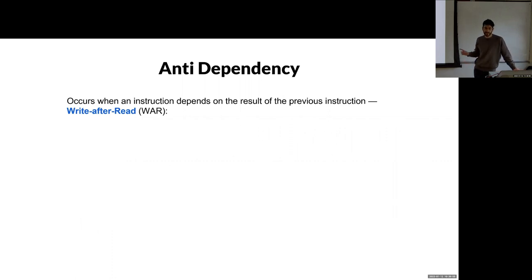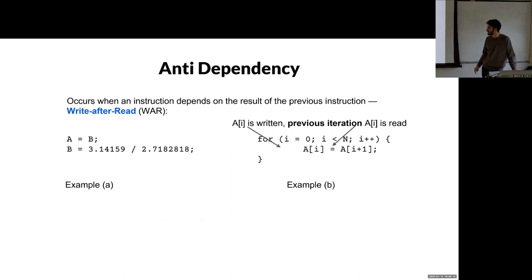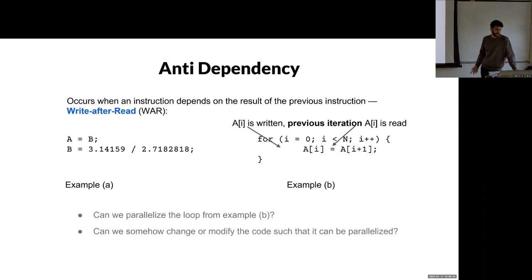Anti-dependency is the same thing, but you have a read before the write, like write after read. And how does it look? It looks like the example on the right. You have A in position I equals A in position I plus one. What happens? You write to A in position I, and in the previous iteration, you read that value. So can we parallelize this loop? We can't in this form.